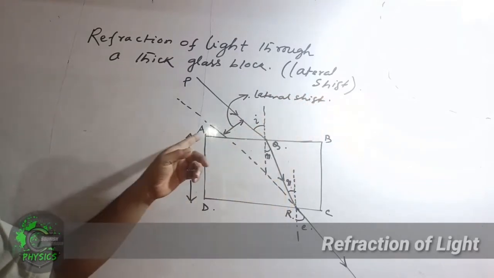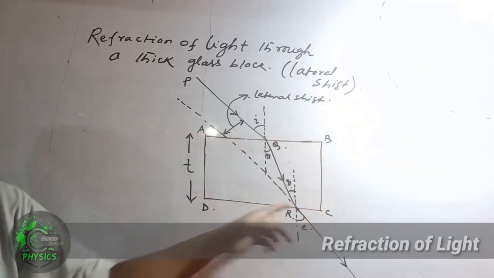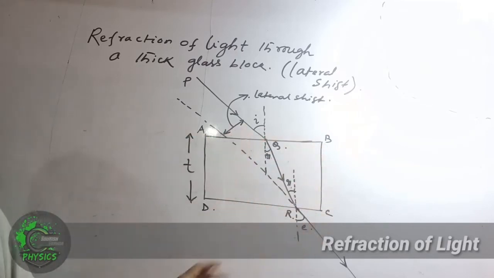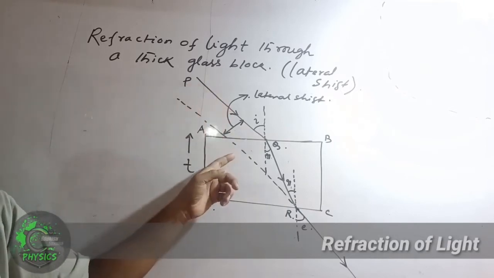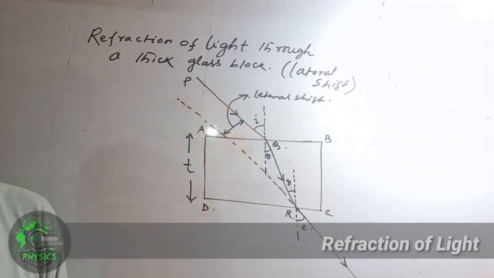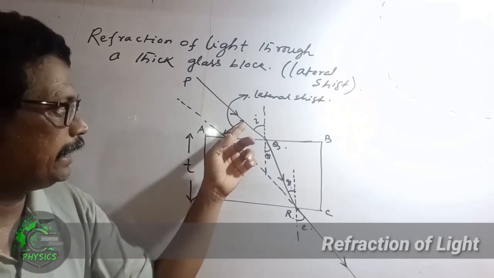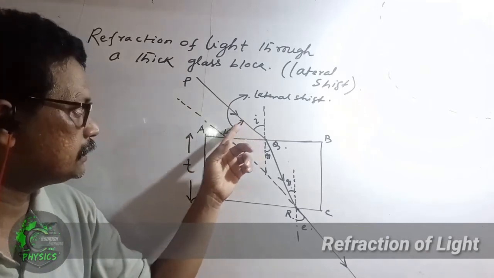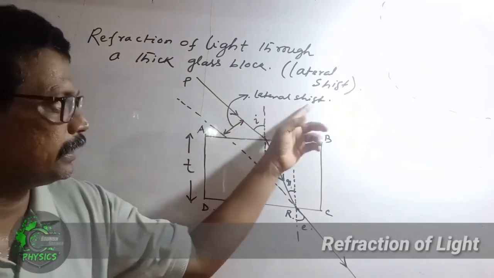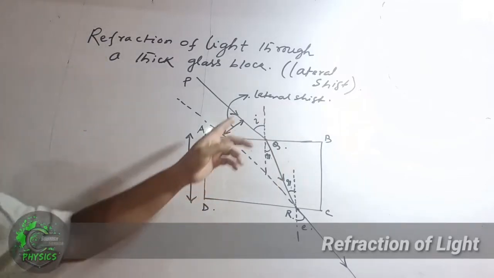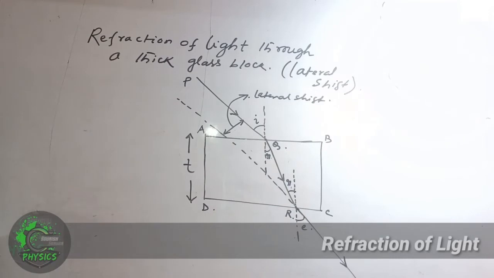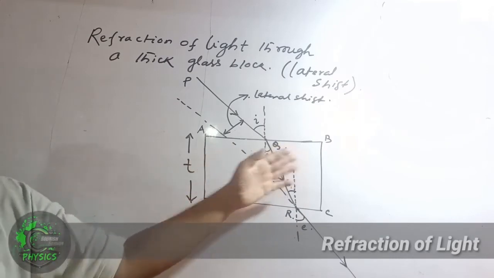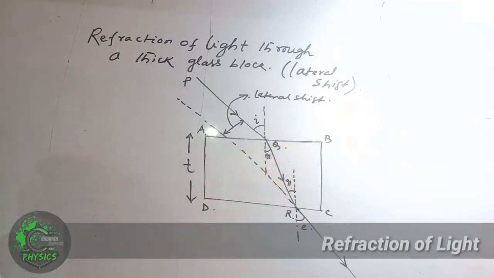It can be seen that if the two refracting surfaces are parallel to each other, then the incident ray and emergent ray, both of these two rays will be parallel to each other, and the perpendicular distance between this incident and emergent ray is known as lateral shift or lateral displacement. Now let us see what are the different factors on which this lateral shift depends.